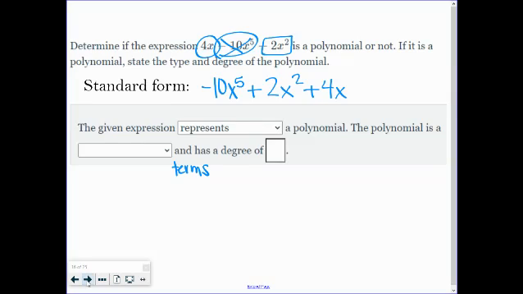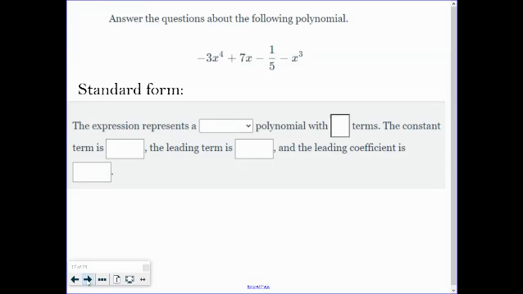So we look at how many terms it has, and this polynomial has 1, 2, 3 terms. So we look at our table for terms, and we know that it is a trinomial. And then for the degree, we look at the largest exponent. So we've got a degree of 5. All right. Okay, next example.